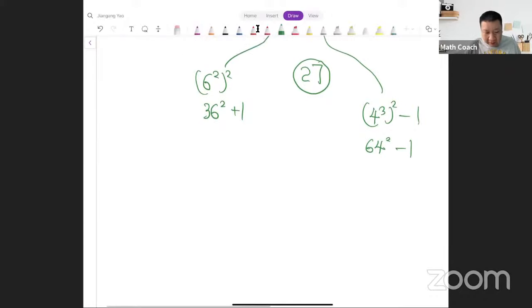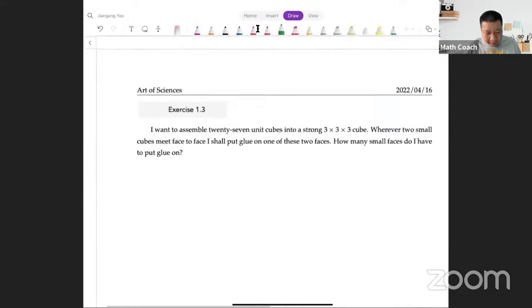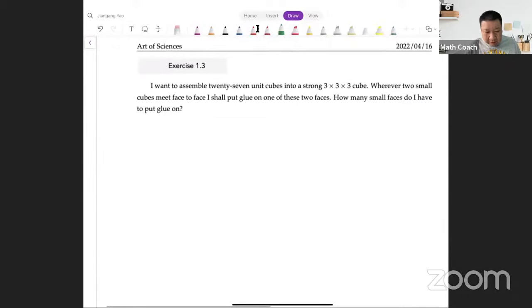All right, so now problem 1.3. I want to assemble 27 unit cubes into a strong 3 by 3 by 3 cube. Wherever two small cubes meet face to face, I shall put glue on one of these two faces. How many small faces do I have to put glue on?